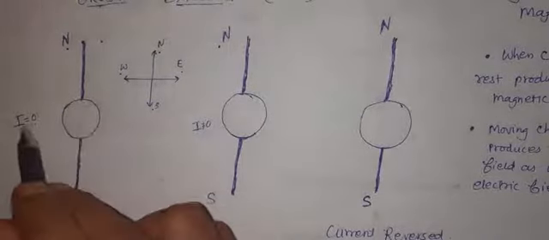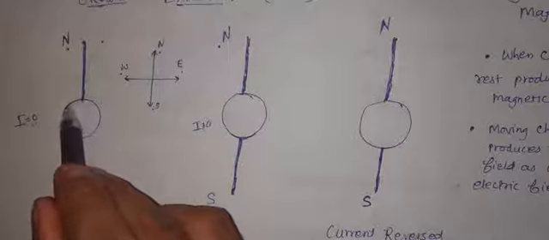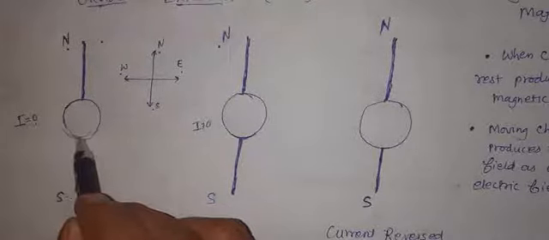When there is no current, a magnetic compass is placed over it.